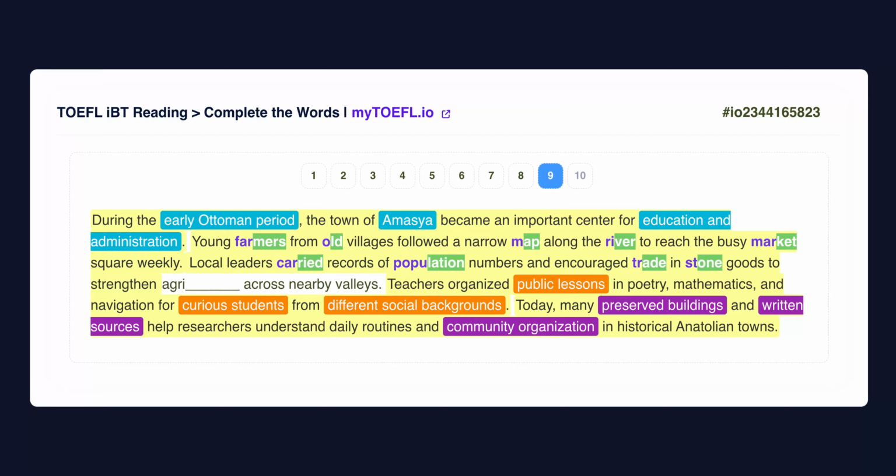Finally, let's find the word for the industry they wanted to strengthen across the valleys. Think about farming and food production. Local leaders carried records of population numbers and encouraged trade in stone goods to strengthen agri-blank across nearby valleys. The word starts with the letters A, G, R, and I, and has seven blanks left. The sentence describes an activity happening across the valleys to provide for the community. Based on what is provided, the word for large-scale farming and land cultivation is agriculture. This fits the historical and geographic context perfectly, showing how the town's administration supported the local food supply.